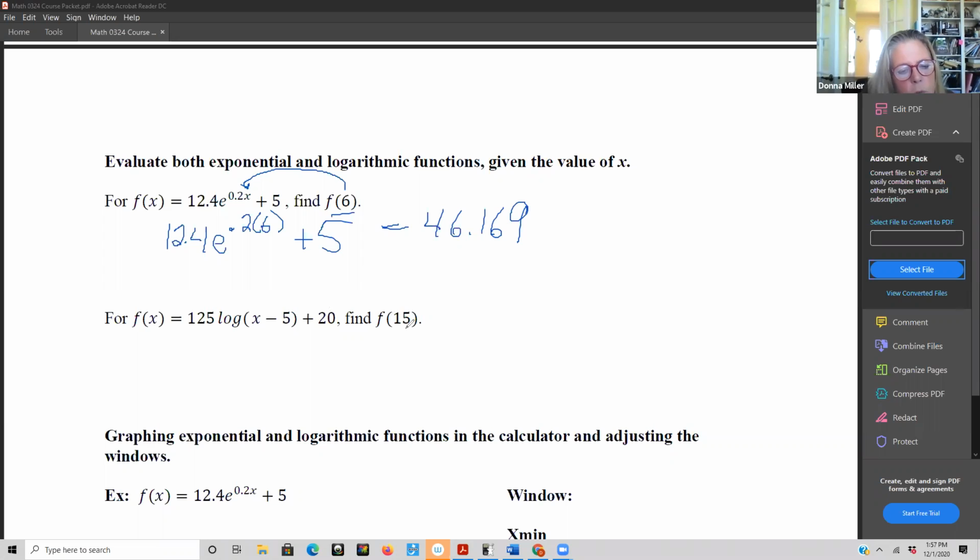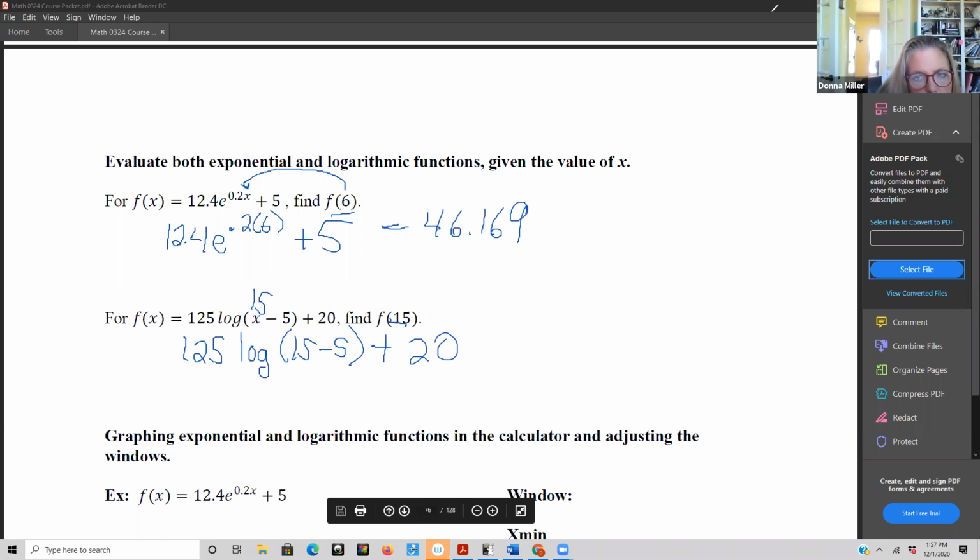All right, so if I want f of 15, I'm going to plug in 15 for x. So it's 125 log of 15 minus 5 plus 20. And again, I can just plug this into a calculator. It's a LOG button, so I want to make sure I use the LOG.